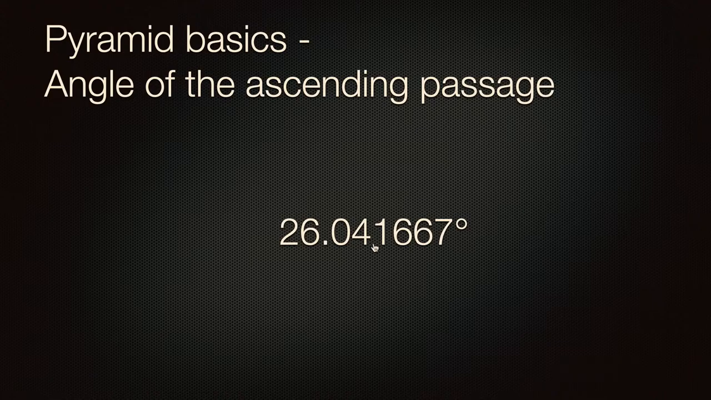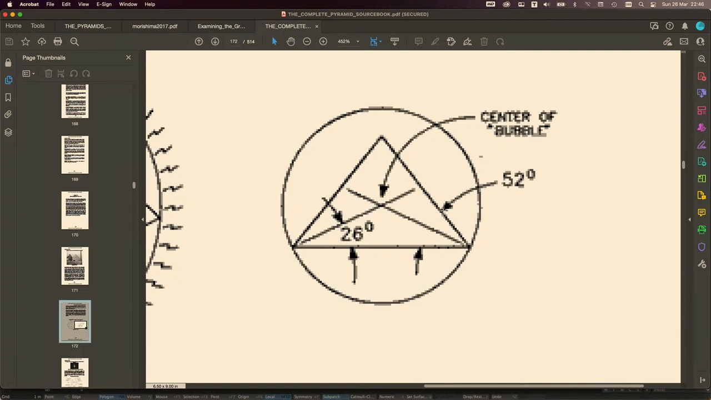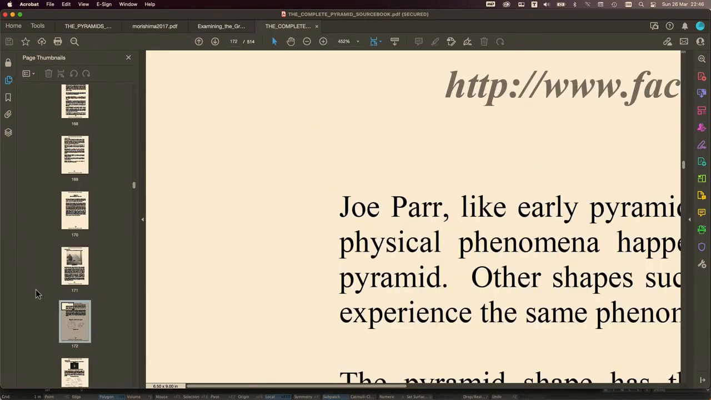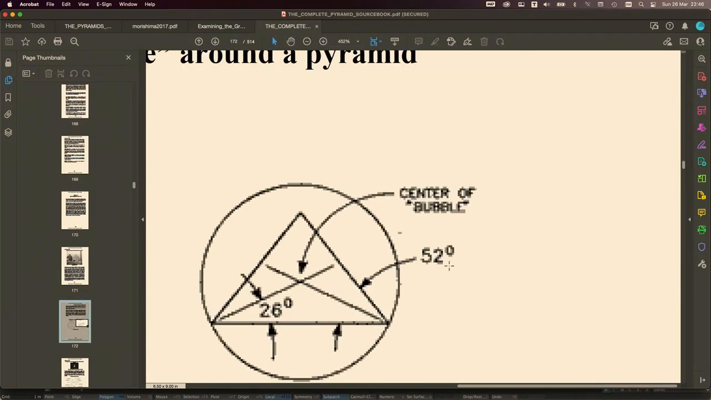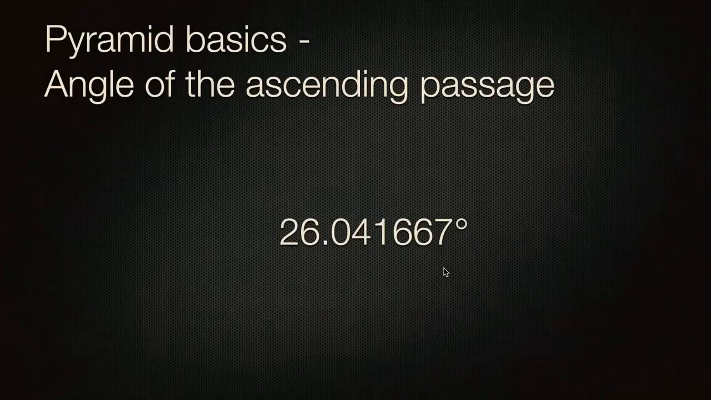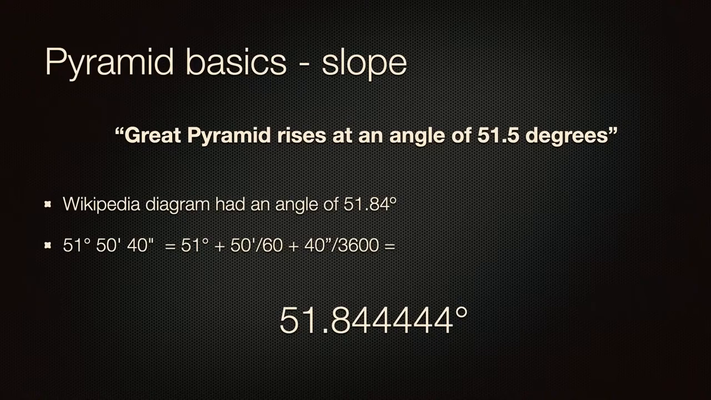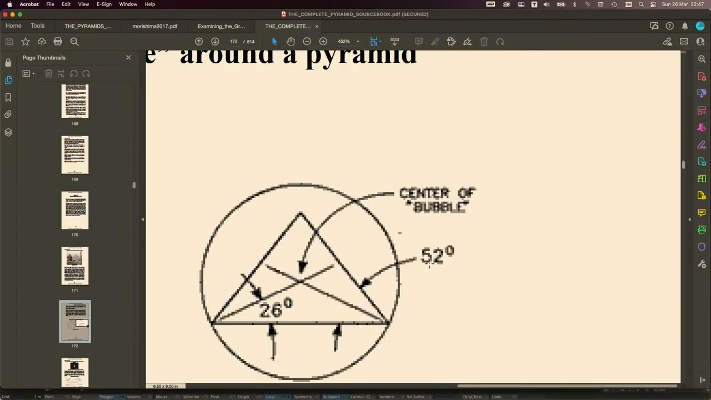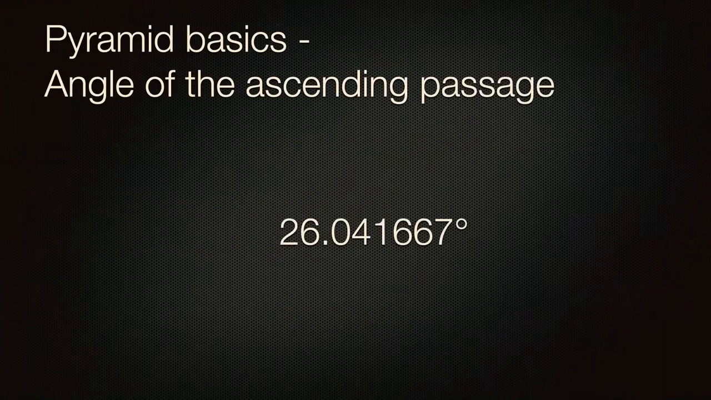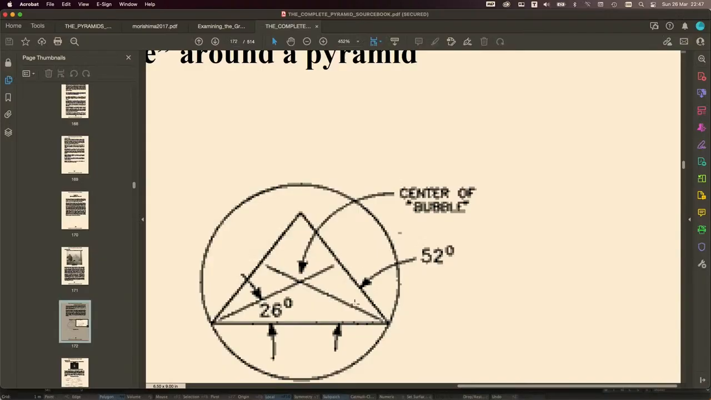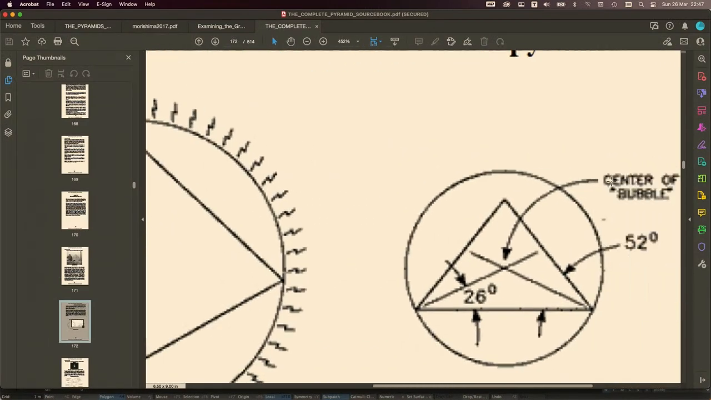So that being said, if we go back to this diagram by this chap, Joe Parr, that came out of his research, we have 52 degrees. Well, as I said, it's 51.844444. It's not 51.5. I mean, you average 51.5, you round it up, you get 52, but you're kind of not that accurate. But if you've got 51.844444, it's pretty accurate to say, as it says here, 52. And 26, I think, to the same number of decimal places, is pretty similar to this. So I thought, yeah, this is exactly what he's saying. Now, we'll come on to the bubble in a little while.